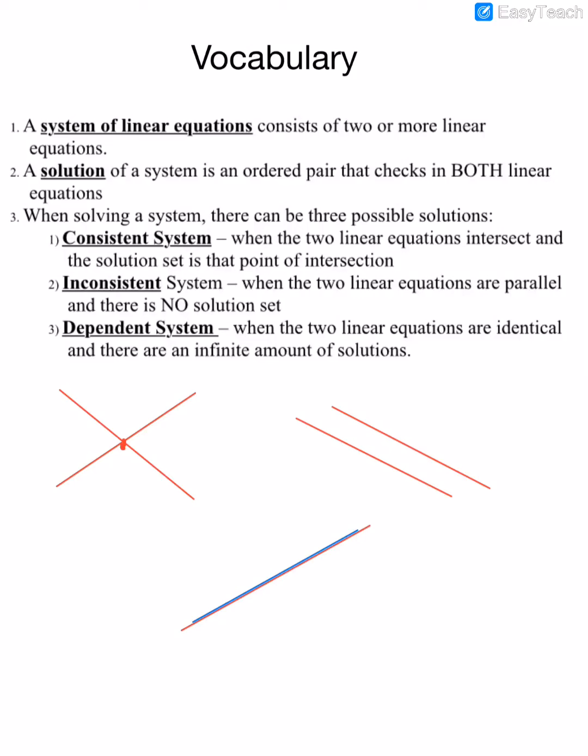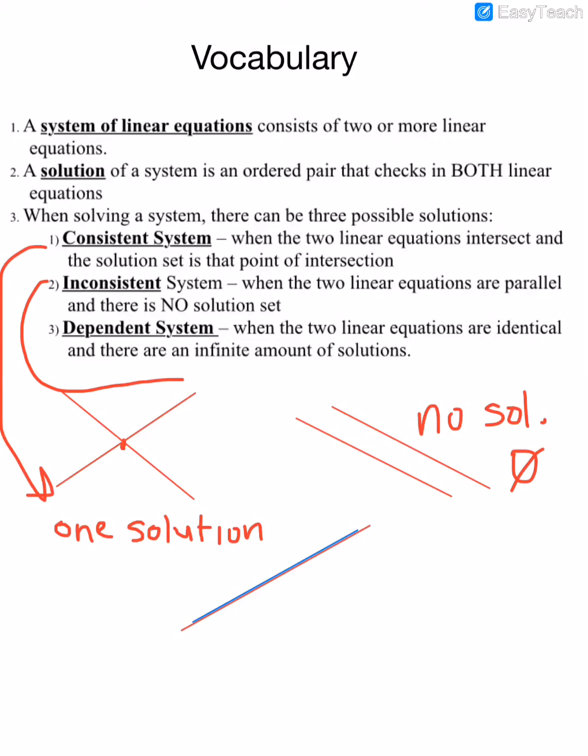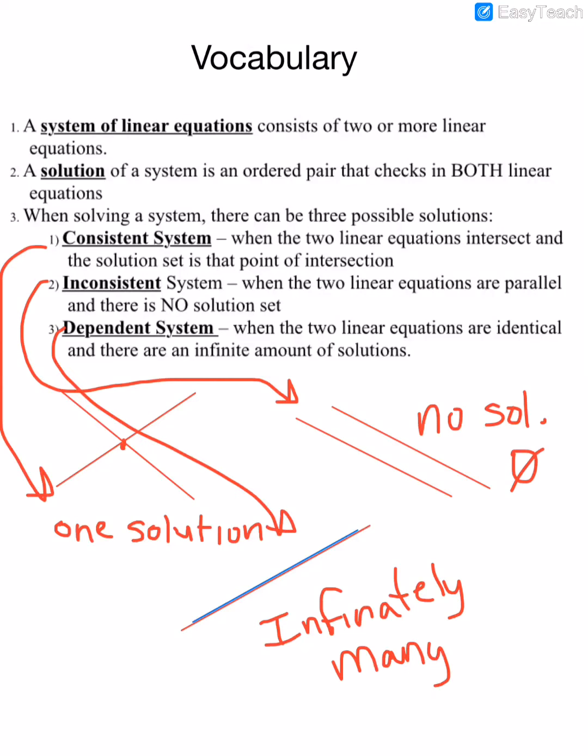Alright, so this first one has one solution. And if they were to ask what type of system it is, it would be consistent. This has no solutions. You could do a 0 with a slash through it. That's called an inconsistent system. And then this has infinitely many solutions, and that's called a dependent system.